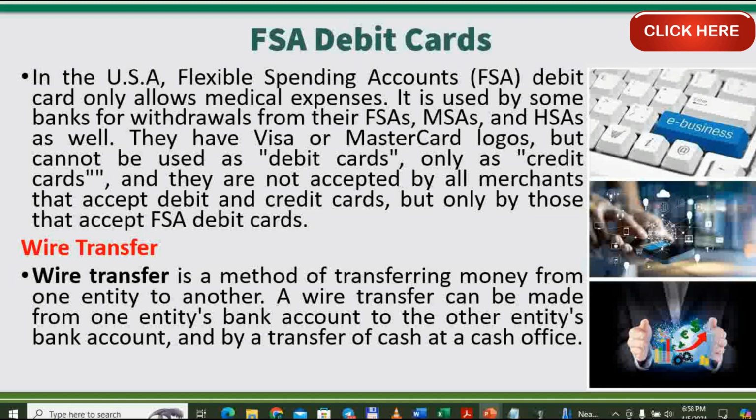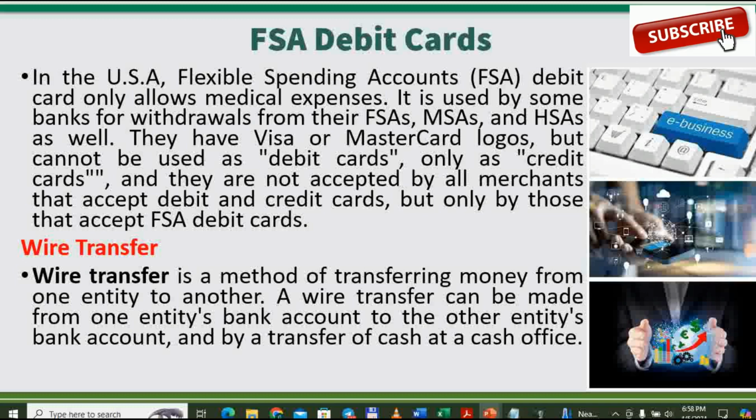Like we said, the FSA debit card. This is a unique card to the United States of America. It's called the flexible spending account debit card. It only allows medical expenses on it. It is used by some banks for withdrawal from their FSA accounts, MSA accounts, and so on and so forth.